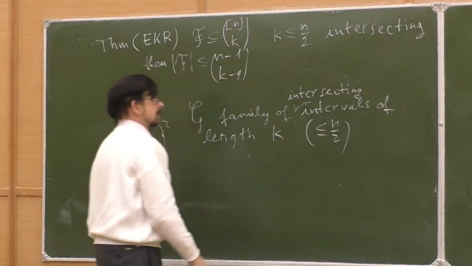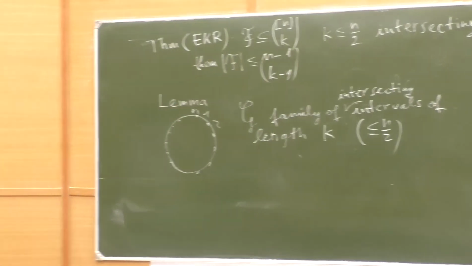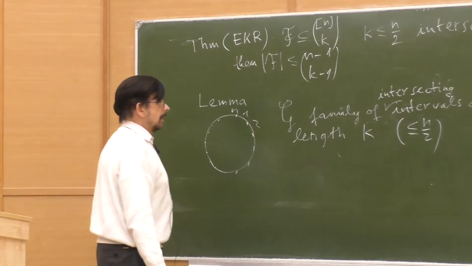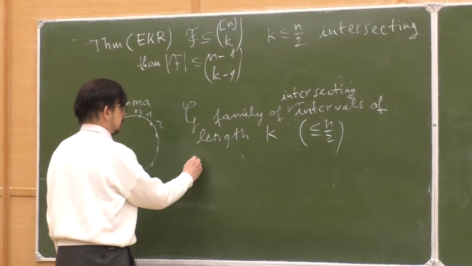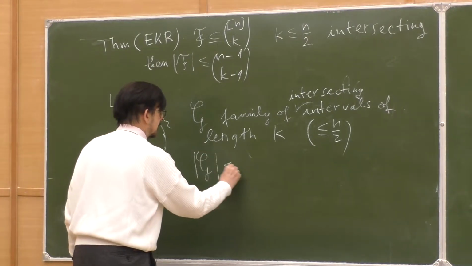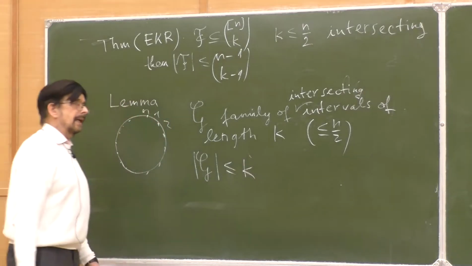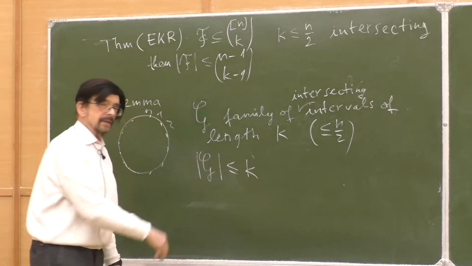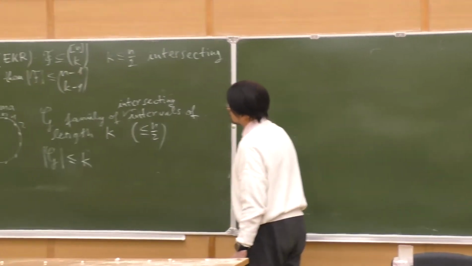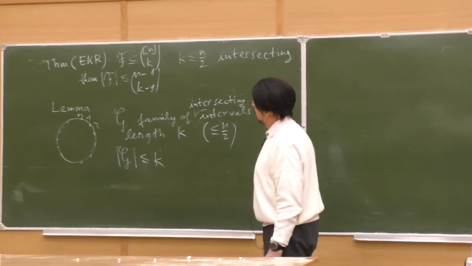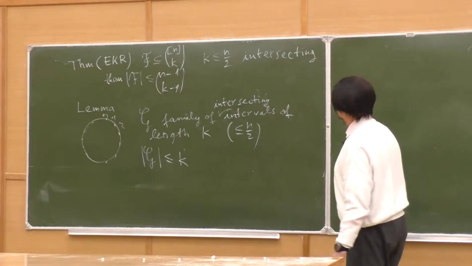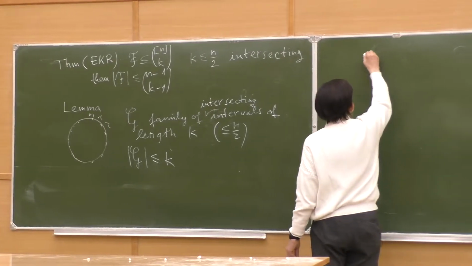So we just mimic the Erdős-Ko-Rado theorem for this structure, and I actually proved that the family cannot have more than k elements. So we proved this at the very end. And using this, I want to prove the Erdős-Ko-Rado theorem. Double counting.